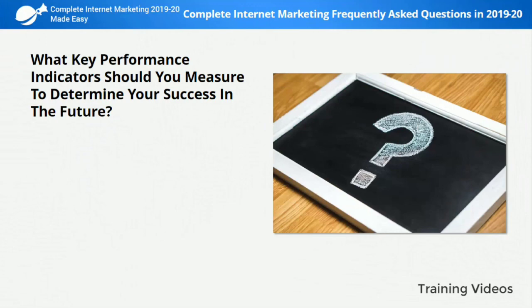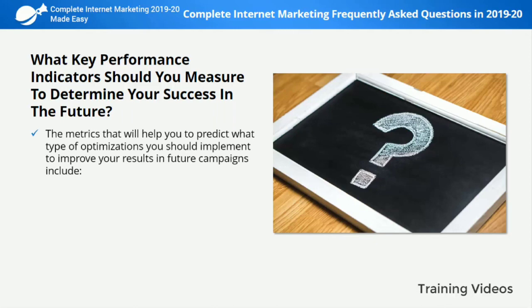What key performance indicators should you measure to determine your success in the future? The metrics that will help you to predict what type of optimizations you should implement to improve your results in future campaigns include total visits, or the number of visits that you get to all your relevant channels, including your social media profiles and your best performing landing pages, new sessions or new visitors, or the number of new visitors that you're getting on your main content channels.